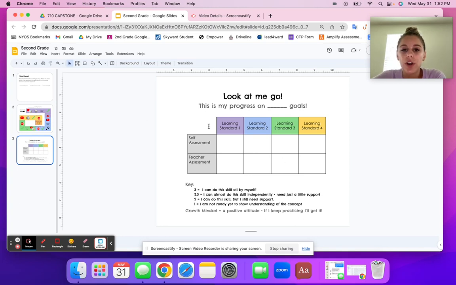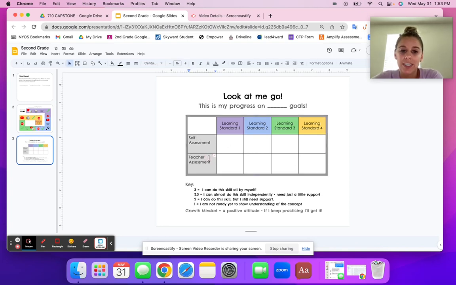Then you'll see the little chart here. This is where they get to fill in their levels of mastery along the way. So you'll see that there's a self-assessment and a teacher assessment. This is really helpful because not only am I going to do the assessments that I typically do and give them a grade on that, but they're also going to assess themselves before I even get the chance to look at their work. This is another great way to help students feel responsible for their own learning and also take ownership of the work that they've done and self-assess.